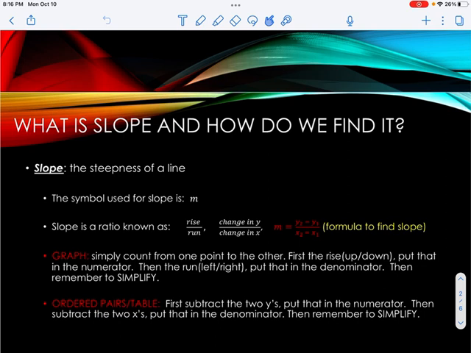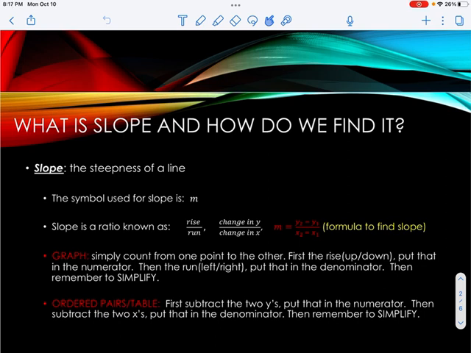Now, an easy way to do this, the way I do it, is I start with the point furthest on the left, because then I am always moving to the right, which is a positive direction. So personally, I always start with the point on the left, count up or down to the other point, and then count to the right. It will work the other way, but you might have a negative in the numerator and a negative in the denominator. So just remember to simplify those, and you can do it either way.